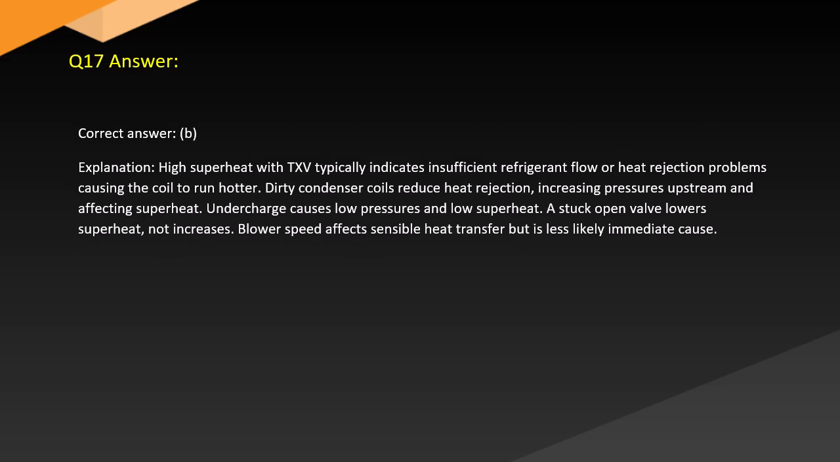Answer. Correct answer: B. Explanation. High superheat with TXV typically indicates insufficient refrigerant flow or heat rejection problems causing the coil to run hotter. Dirty condenser coils reduce heat rejection, increasing pressures upstream and affecting superheat. Undercharge causes low pressures and low superheat. A stuck-open valve lowers superheat, not increases. Blower speed affects sensible heat transfer but is less likely the immediate cause.